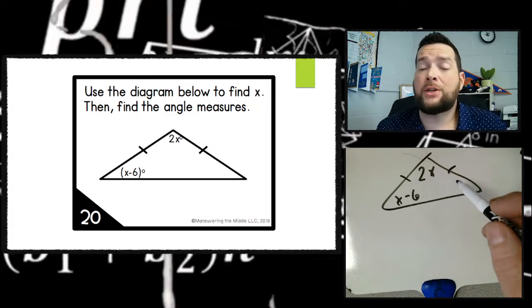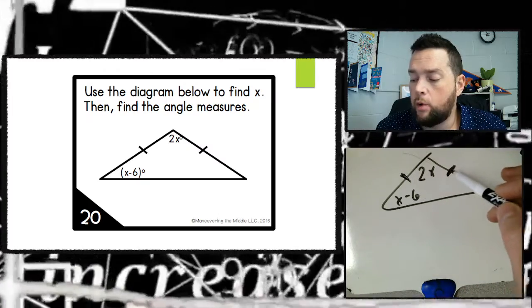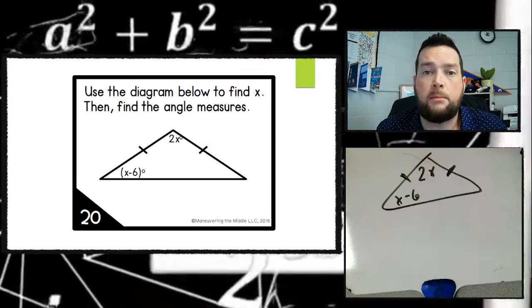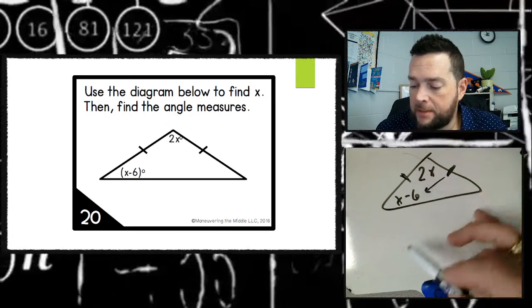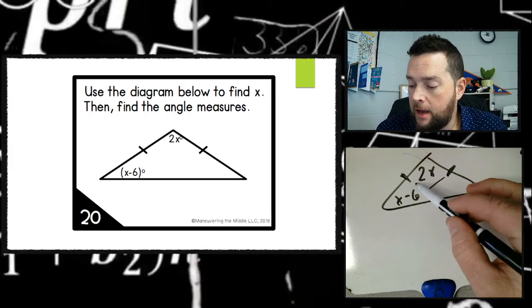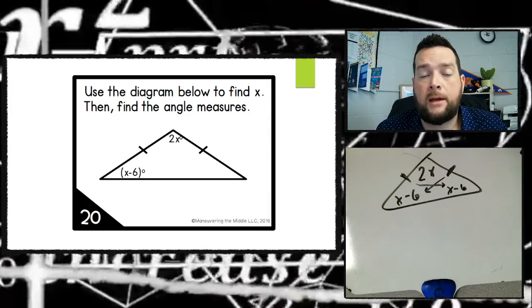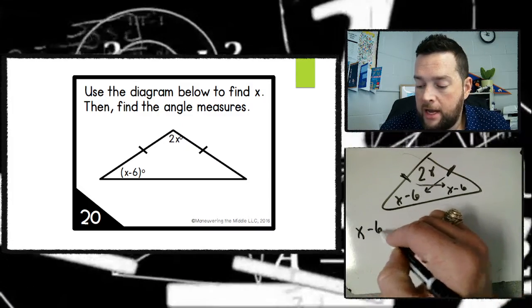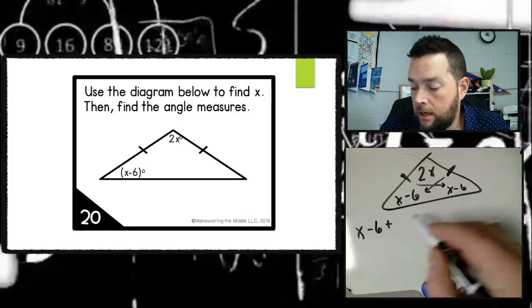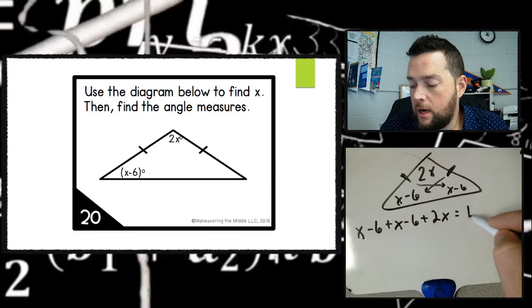Well, it gave us extra information in the problem. It told us that these 2 sides are equal, and told us that by putting 1 tick mark on each of those, all right? So I know then if this opposite angle is x minus 6, then this opposite angle is also x minus 6. All right, so I can use that knowledge. So now then I'm going to go and write my equation. x minus 6 plus another x minus 6 plus 2x equals 180.